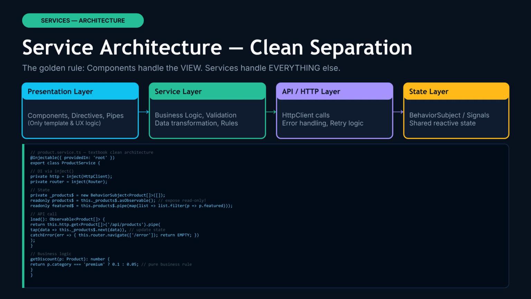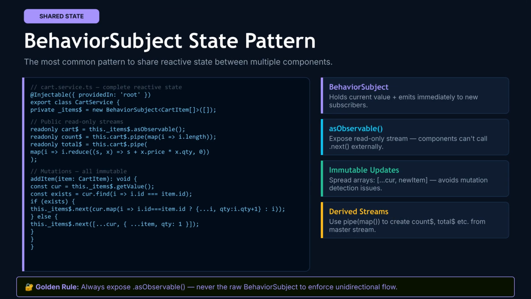This typically involves layers: presentation, service, business logic, API, HTTP, and state. This separation ensures testability and maintainability. The BehaviorSubject pattern is the most common way to share reactive state. It maintains a current value, immediately emits to new subscribers, and enforces unidirectional flow by exposing a read-only observable. Remember to perform immutable updates using the spread operator to ensure change detection works correctly.